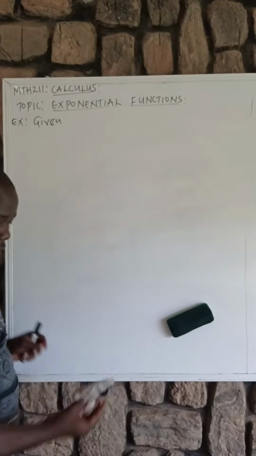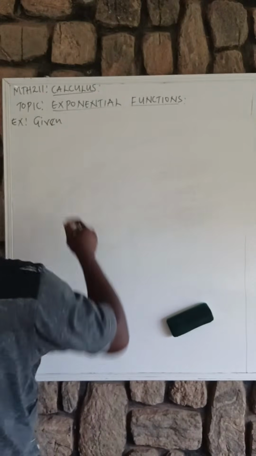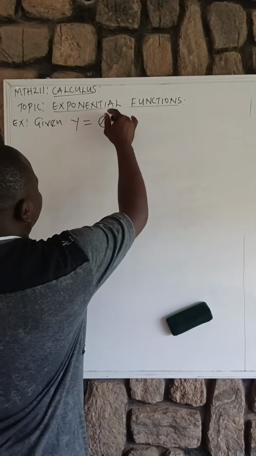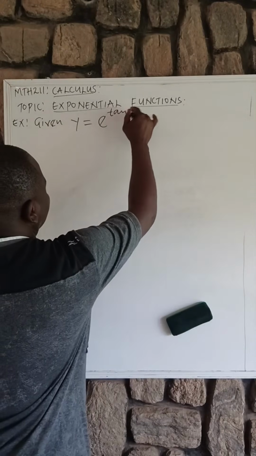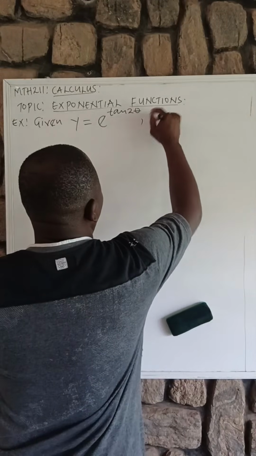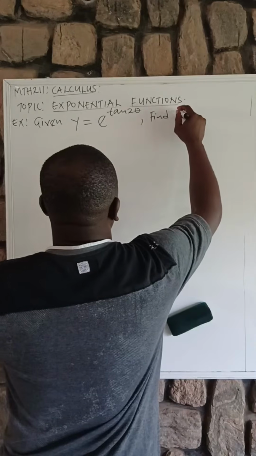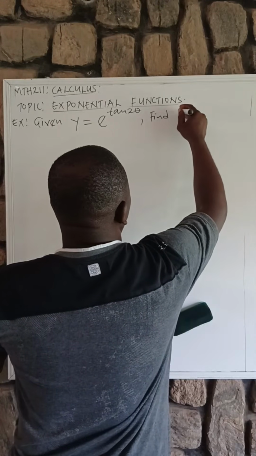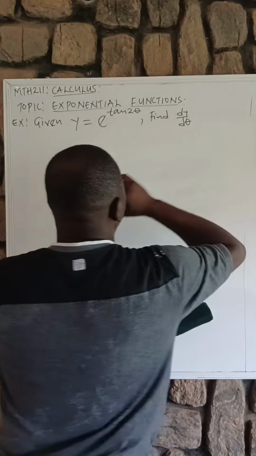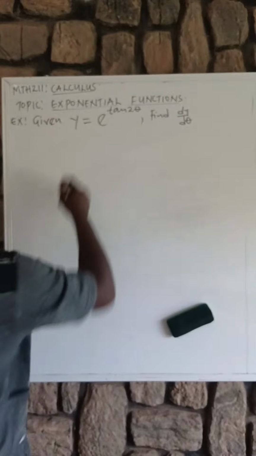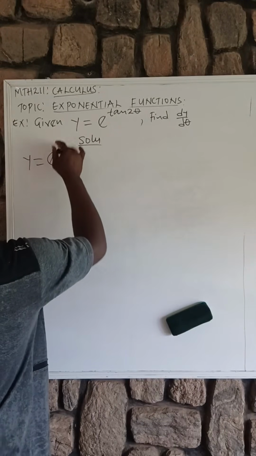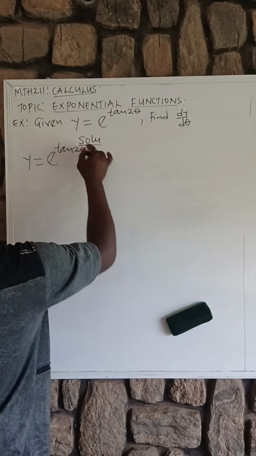Okay, so let us proceed. Given y equals exponential tan 2 theta, then now say find dy over d theta. It's as simple as ABC. Let us write the solution. y is equal to exponential tan 2 theta.